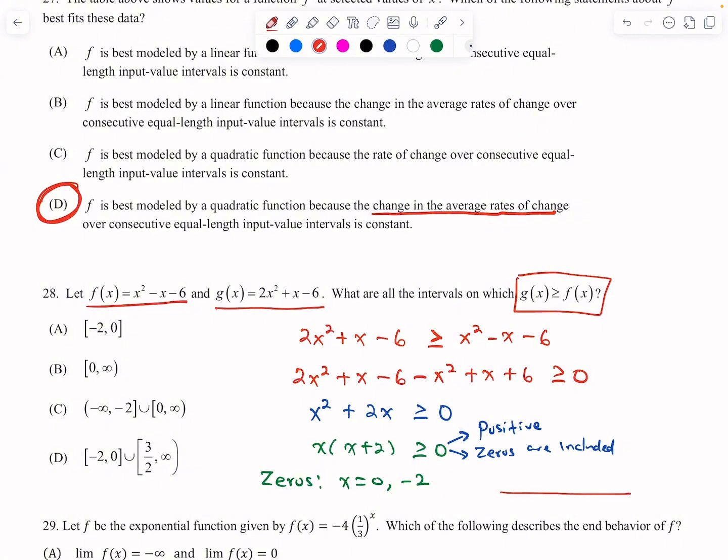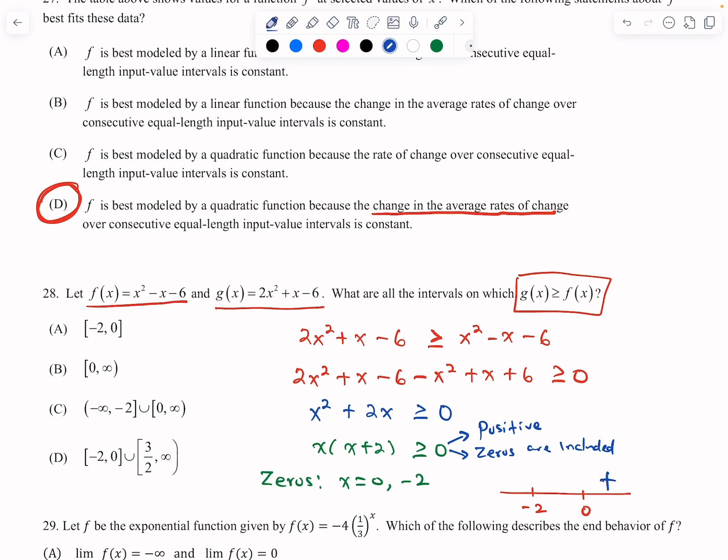So if I do my number line, and I have my negative 2 right here, and then I have my 0 right here. If I pick any number that is greater than 0, and then I test it, you will notice that that number is going to be positive.